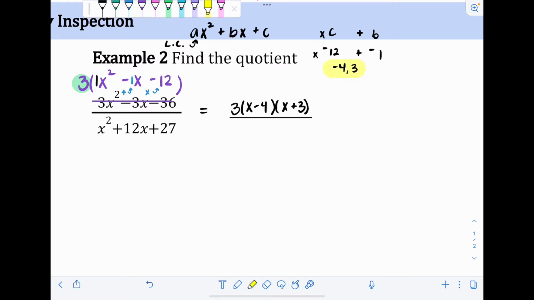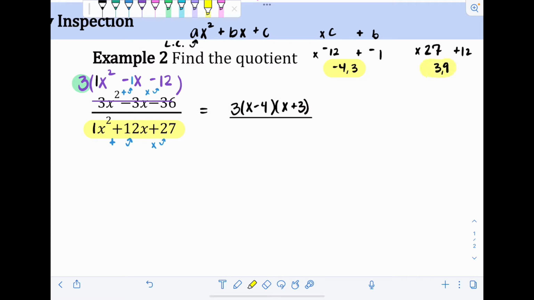Okay, so same thing in the denominator. Lead coefficient is 1, so I just need numbers that multiply, in this case, to 27 and add up to 12. So multiply to 27, add up to 12, looks like I would do 3 and 9, and there should only be one correct combination. There shouldn't be any other ones. If you feel like there's multiple, there's probably some sort of sign issue, so just be careful with that. There should only be one that works.